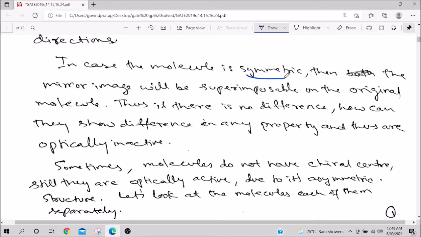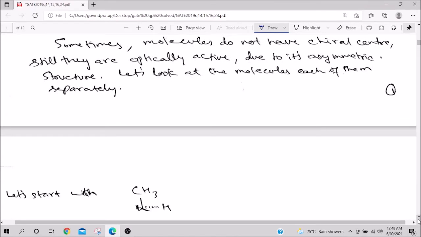If they are one and the same, there is no difference. What kind of activity will it show? It cannot rotate one to the left and one to the right, because they are the same, and therefore they are optically inactive. Okay. Now let's look at the molecules.